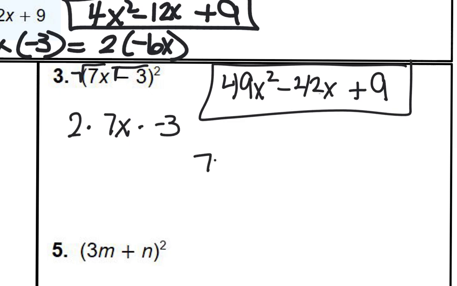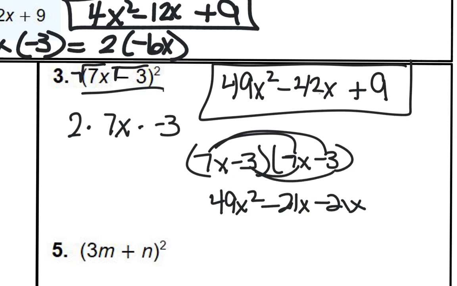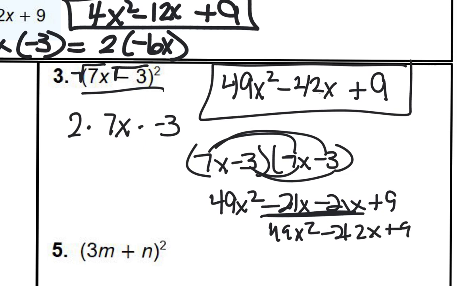And y'all, if you want to check it, if I did this, which is what that means, if I distribute, okay, minus 21x, then minus 21x, plus 9. See why they're saying double it? Because it's the same thing, right? So 49x squared minus 42x plus 9.